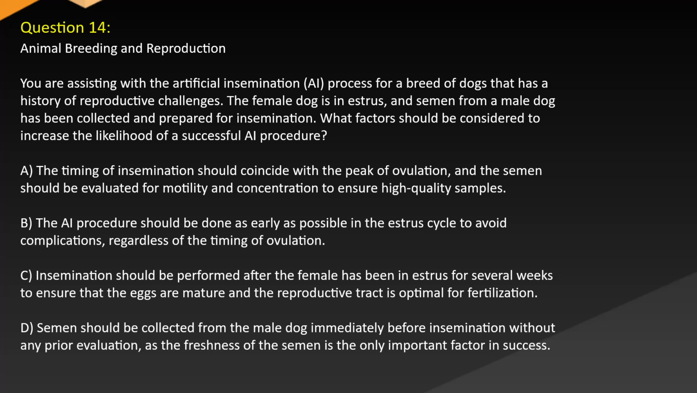B. The AI procedure should be done as early as possible in the estrus cycle to avoid complications, regardless of the timing of ovulation. C. Insemination should be performed after the female has been in estrus for several weeks to ensure that the eggs are mature and the reproductive tract is optimal for fertilization. D. Semen should be collected from the male dog immediately before insemination without any prior evaluation, as the freshness of the semen is the only important factor in success.